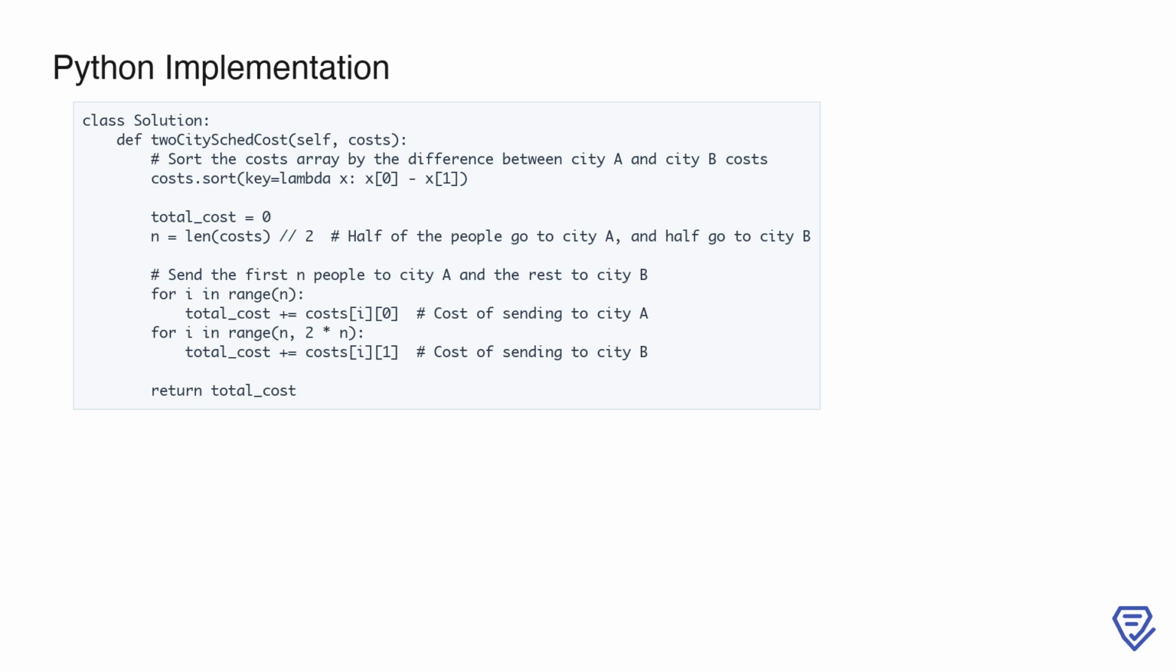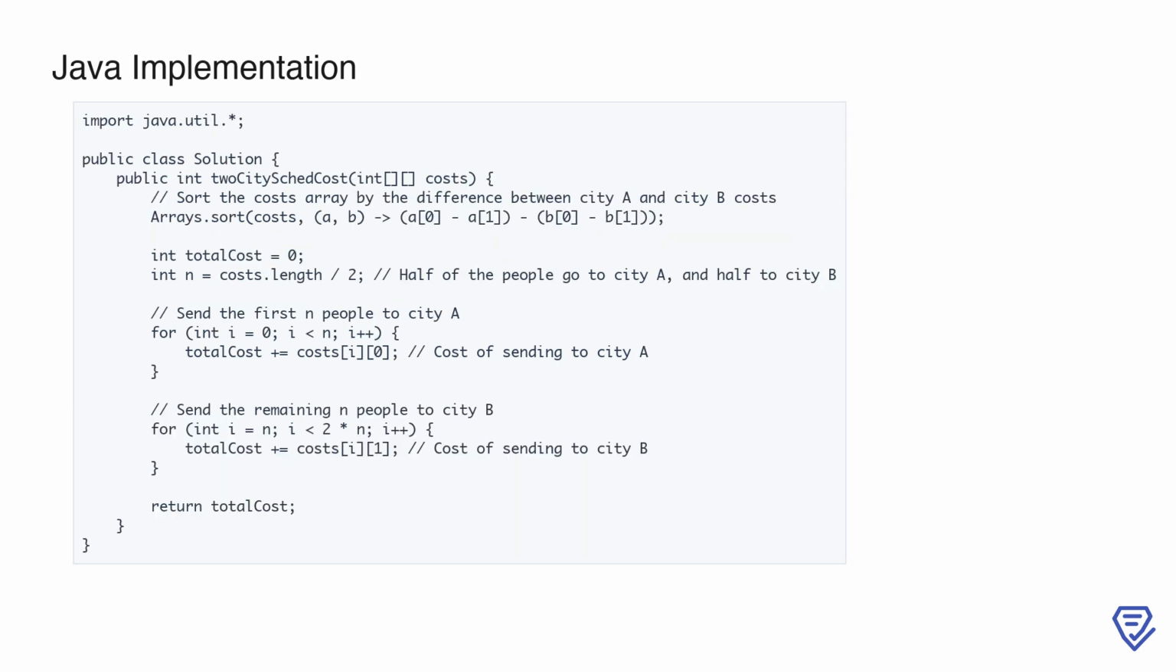This approach has a time complexity of n log n, due to sorting, and is efficient for the given problem. This is the Java implementation for LeetCode problem number 1029, Two City Scheduling.